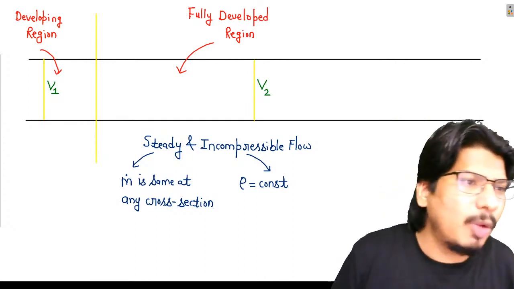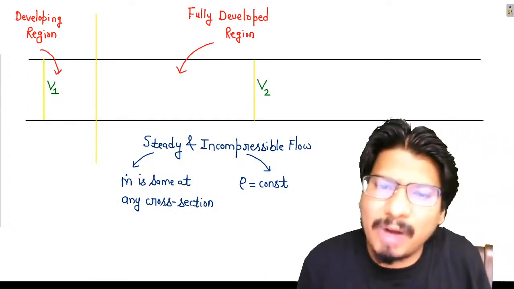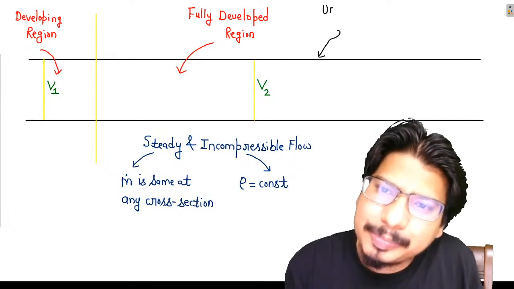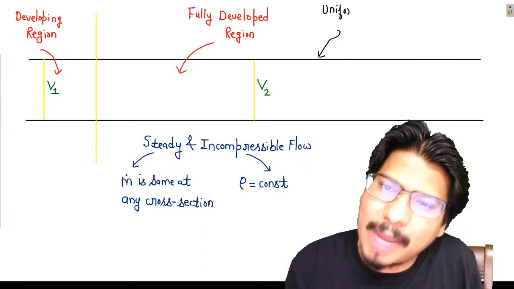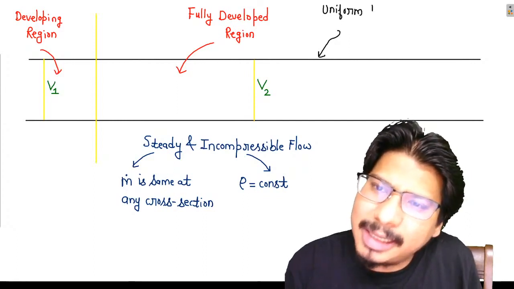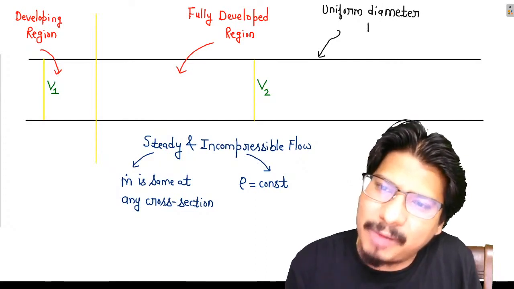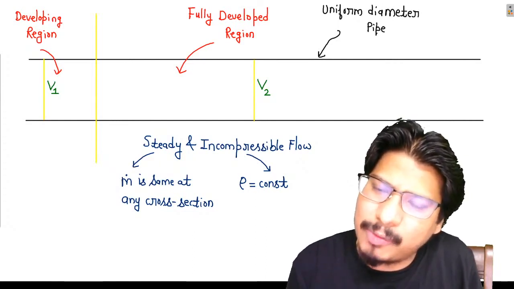अच्छा ये बताओ, whatever the pipe is taken, can I say that is a uniform diameter pipe? जो भी क्रॉस सेक्शन मैंने अभी लिया है, can I say that is a uniform diameter pipe?